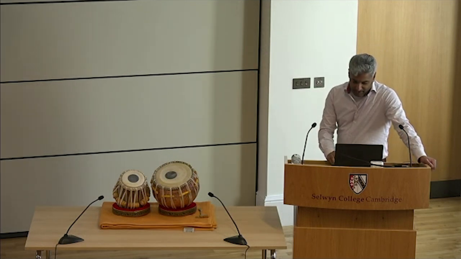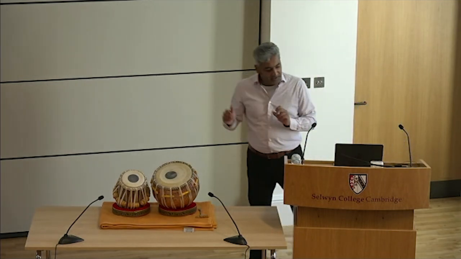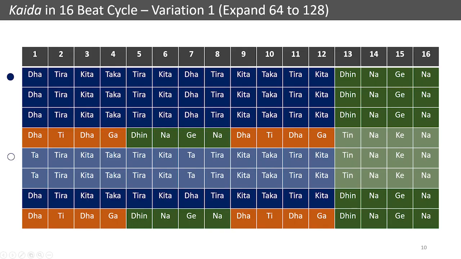So this is the kaida, the basic phrase here. We now apply certain rules. Of course, the tabla player is composing things in their head. If you were to expand this 64 beat composition into a 128 beat one, this is what it would look like. The rule I've applied is to take the first line, that's 16 beats, and double it. The first line remains the same as the original composition. The second and third lines are a repeat of the first line. The fourth line is the second line of the first composition.